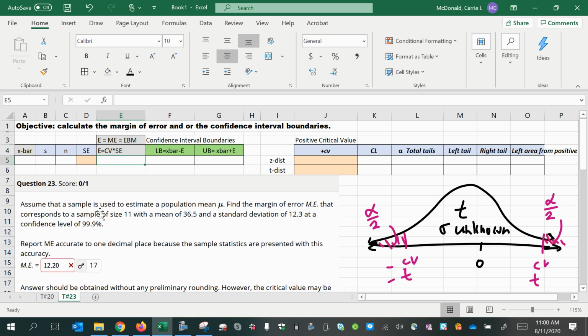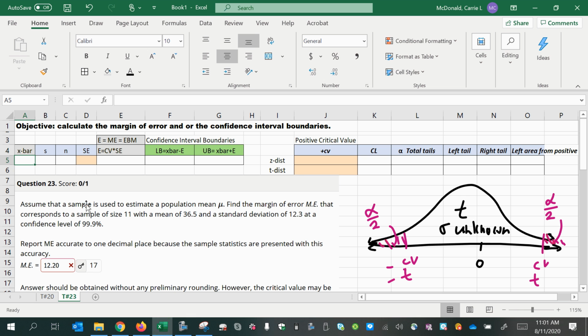So our steps are to calculate the critical value and the standard error so that we can multiply them to get the margin of error. Once we have the margin of error, we will subtract it and add it to the sample statistic. All right, so this question actually only asks us for the margin of error, but we'll go ahead and do all of the steps as if we were asked to give the entire confidence interval.